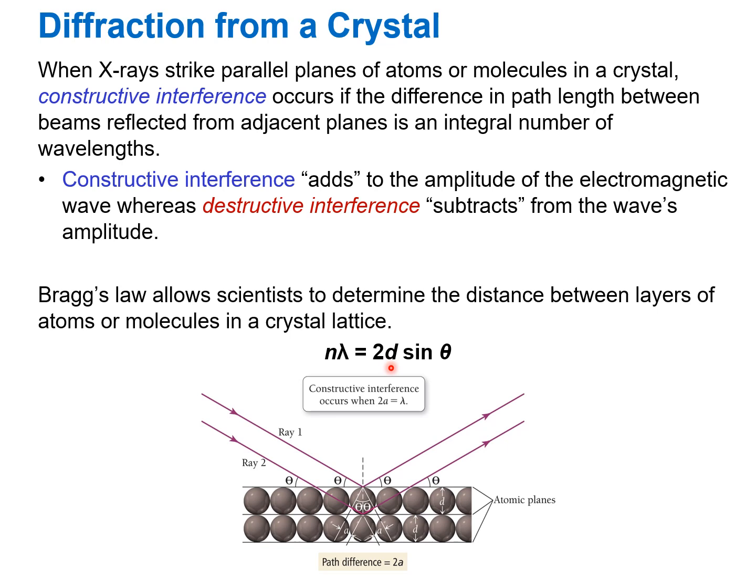The d stands for distance, and that is the distance between the layers of atoms or molecules in our crystalline structure. And theta is the angle that the rays come in at when they strike the surface, which should technically be the same as the angle at which they leave the surface.